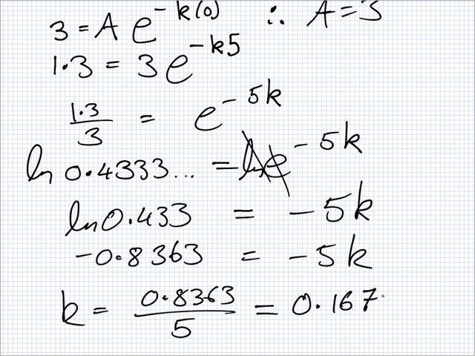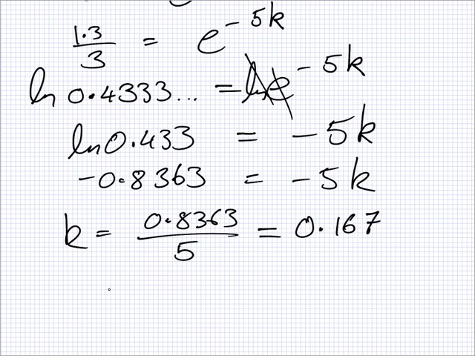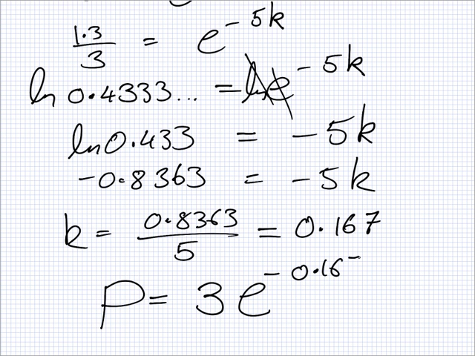0.16726. Okay, so we'll just say 0.167. Okay, there's a second part here, but it's a short one. So we have this formula now. P equals A. What did we say A was? 3, wasn't it? Yeah. P equals 3e to the minus 0.167t. So this is our result.